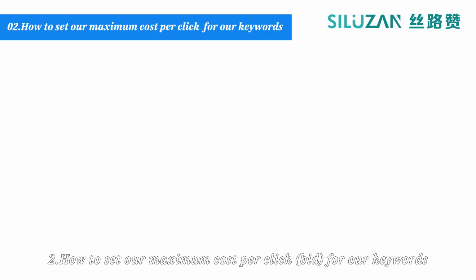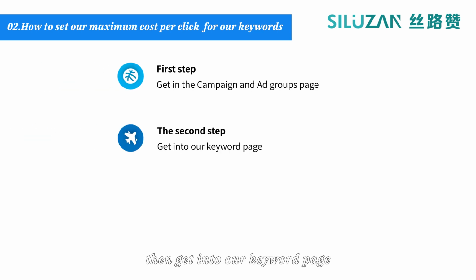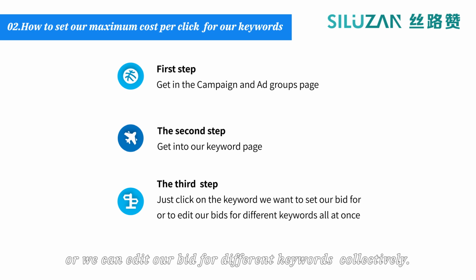Number 2, how to set our maximum cost per click for our keywords. Get into the campaign and ad group page, then get into the keyword page. Once we get there, just click on the keyword that we want to set our bid for, or we can set our bid for different keywords collectively.